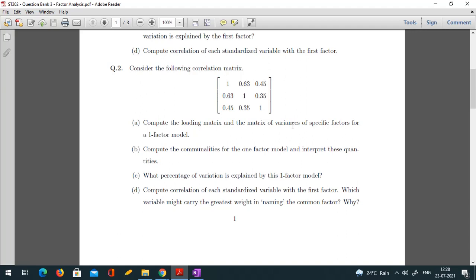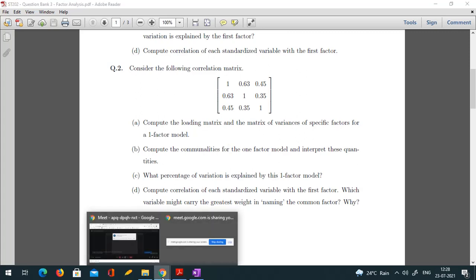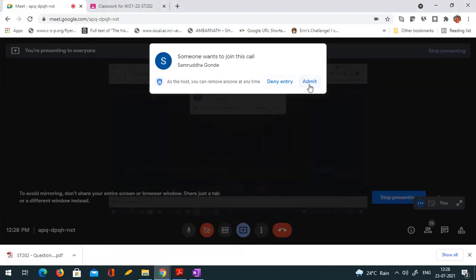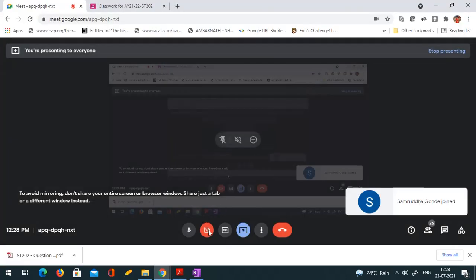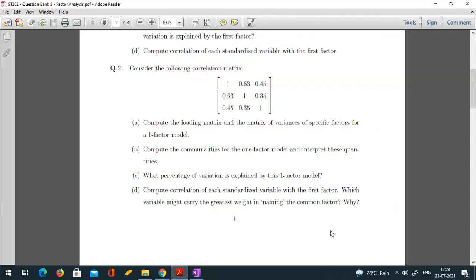Now this part D is interesting. Compute correlation of each standardized variable with the first factor. Which variable might carry the greatest weight in naming the common factor and why? So after getting the correlations, what you have to do? Mine actually, first variable absolute value is 0.87. Okay, so it is the greatest among all the variables.